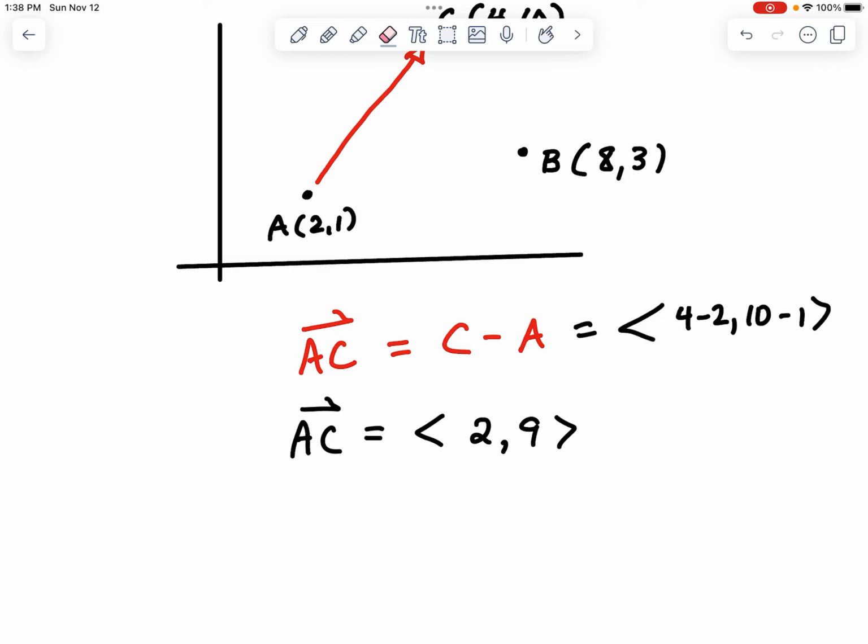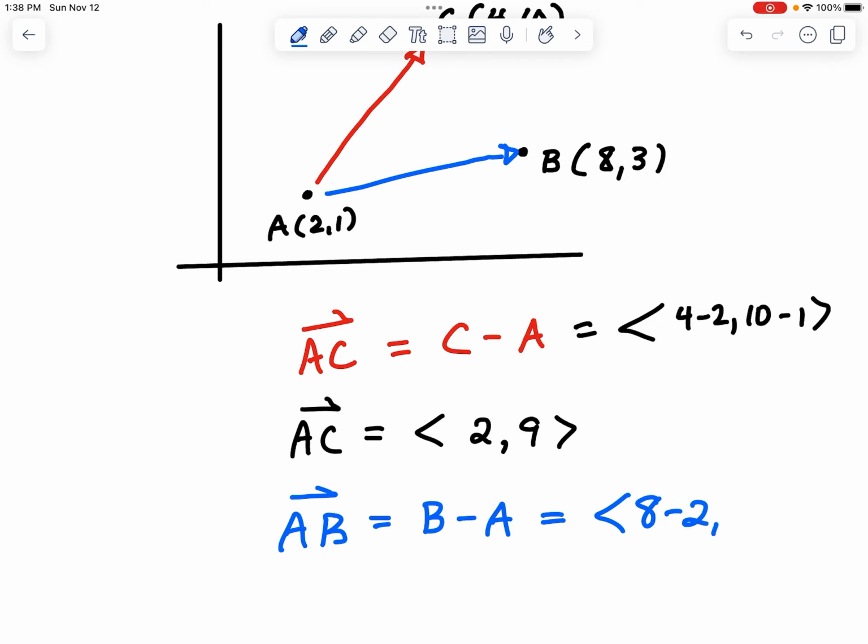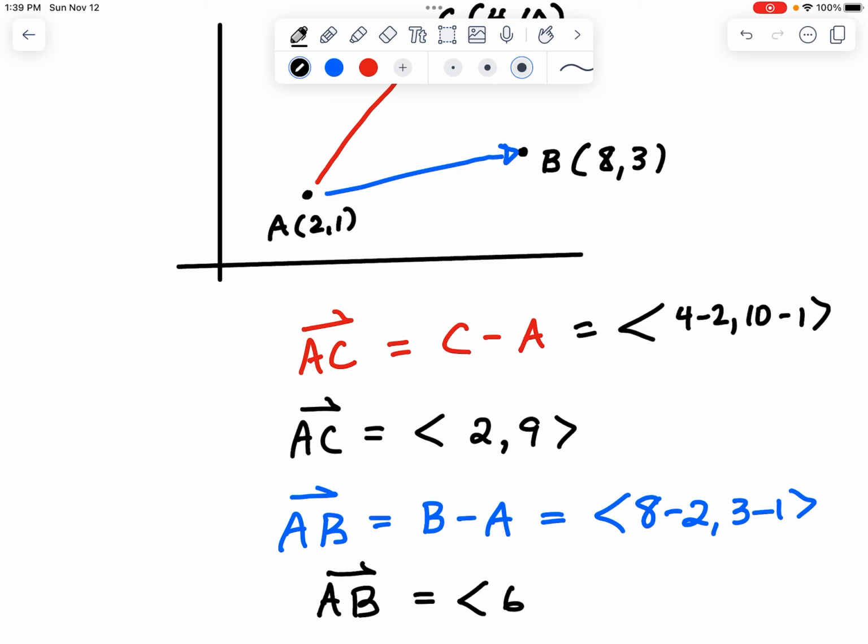Now the next thing we need to do is find the vector that goes from A to B, because the goal is that we're going to find the angle A. How many degrees is angle A? Okay, so next find the vector from A to B. So that means take B minus A, and that will be an 8 minus 2 and a 3 minus 1. So the vector from A to B is <6, 3>.